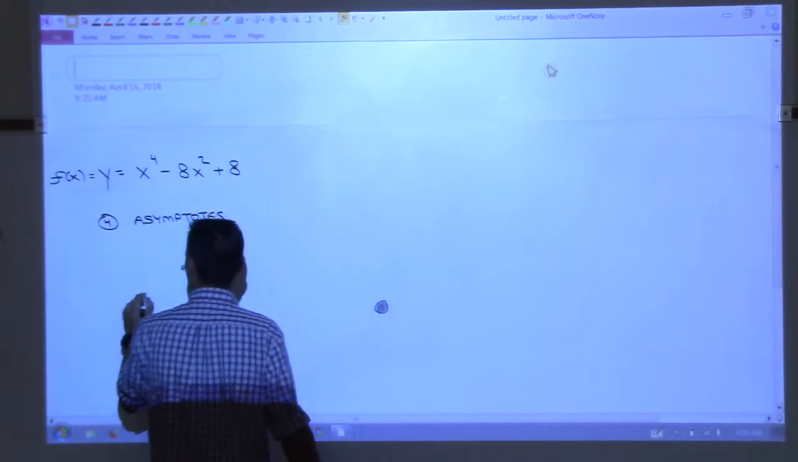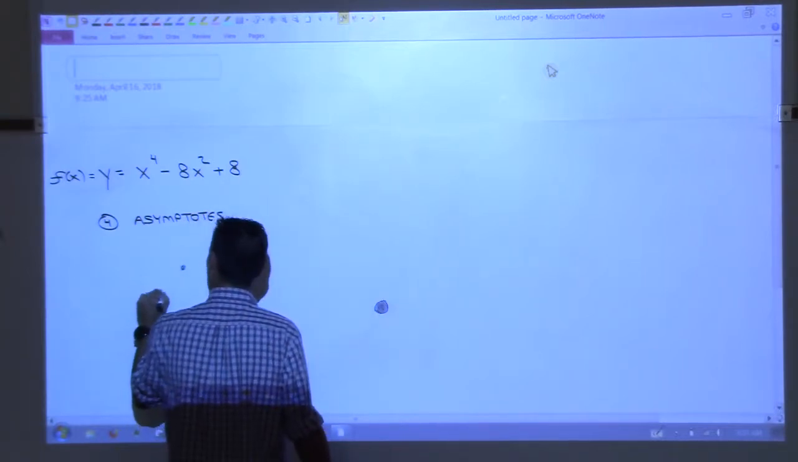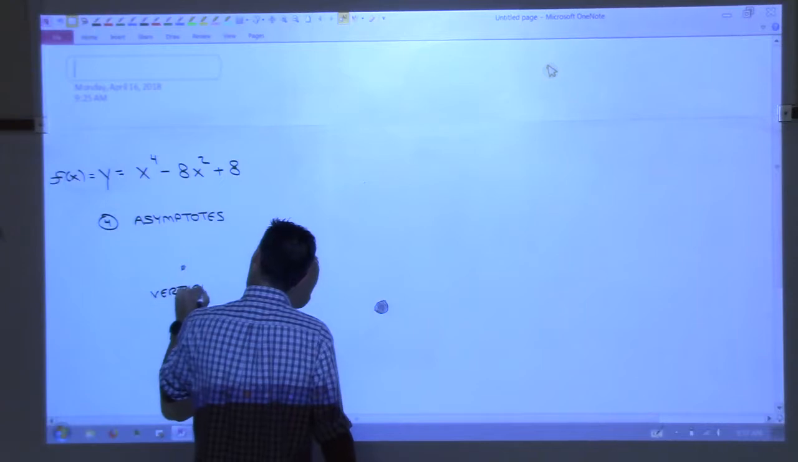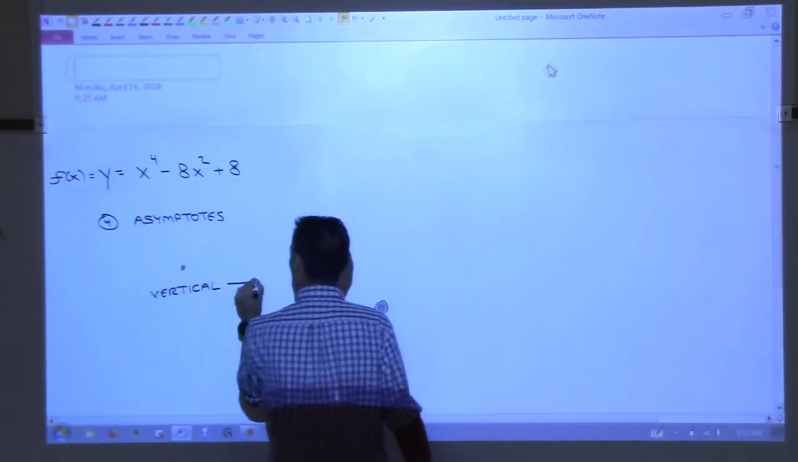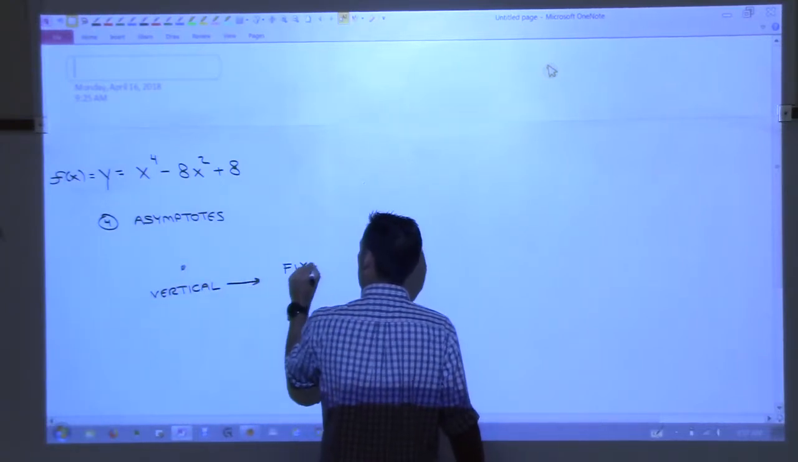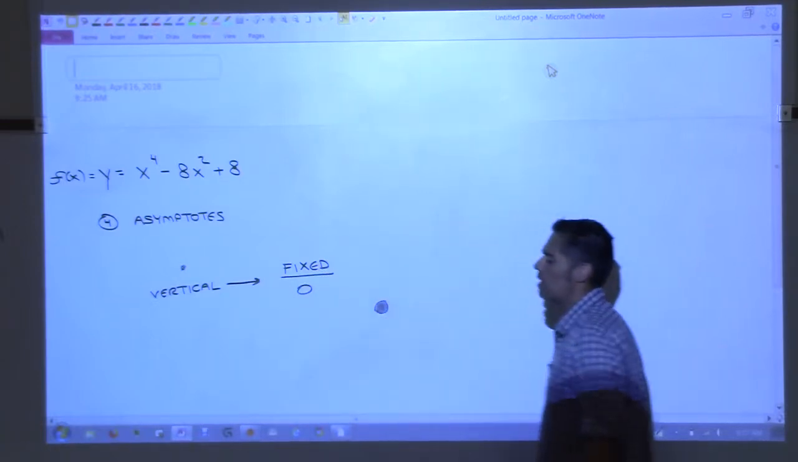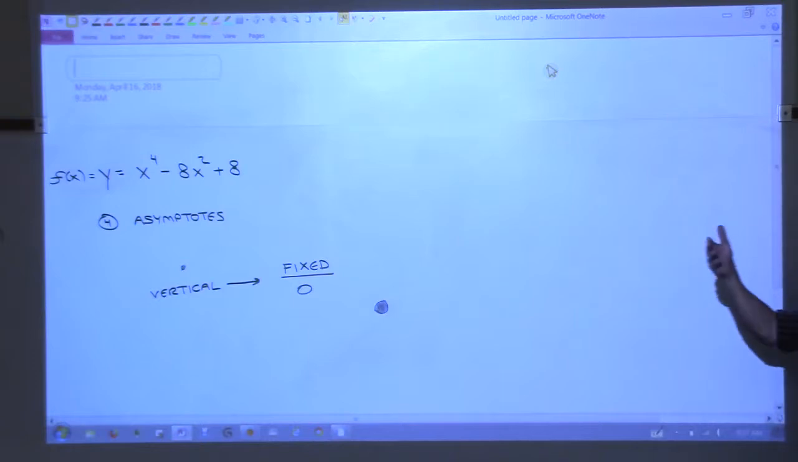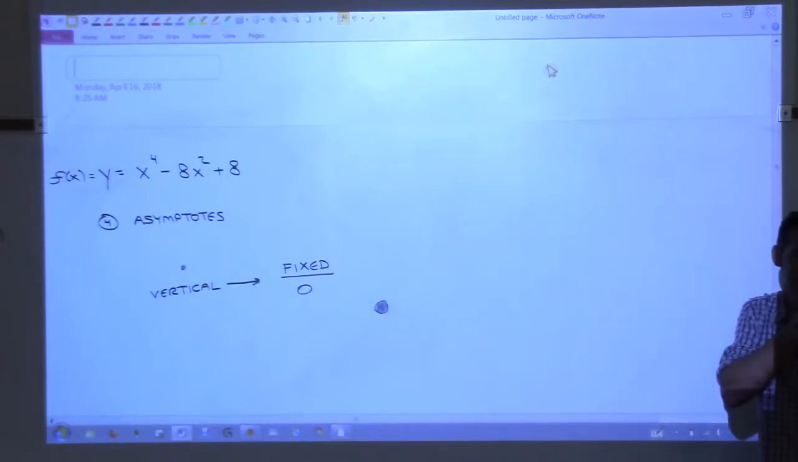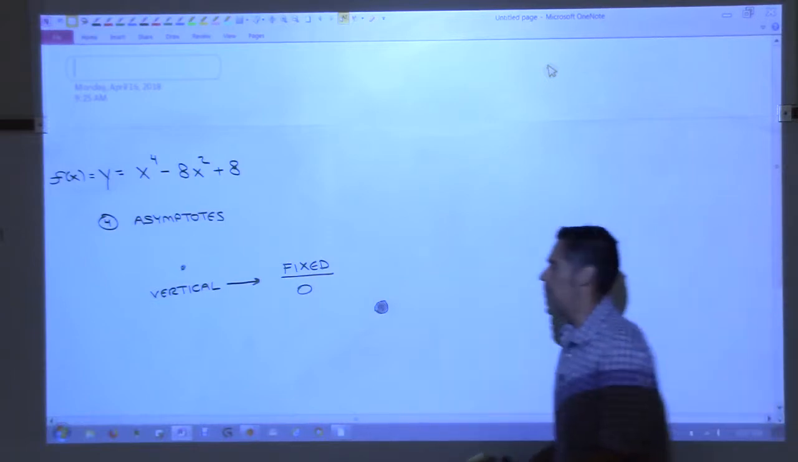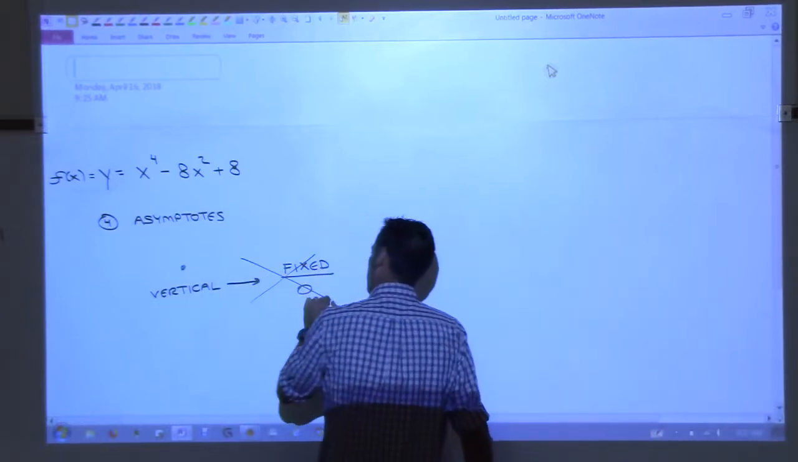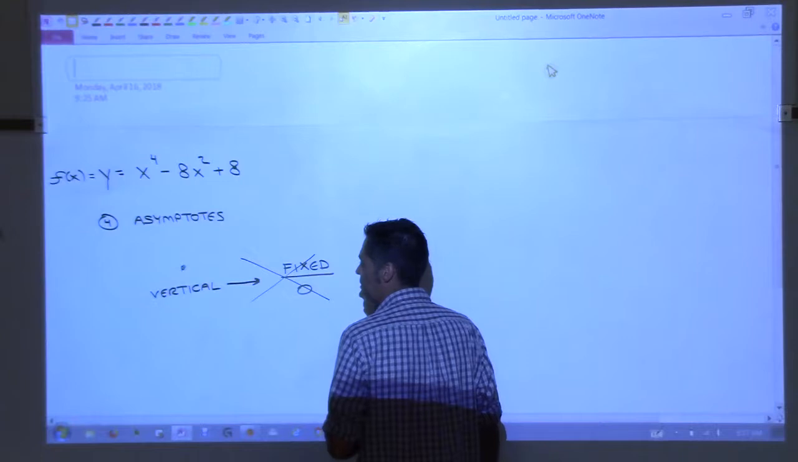All right, let's talk about vertical first. With vertical, what I'm trying to figure out is, do we ever have a number over 0? Like, is there any number I can plug in that's going to give me a number on top and then give me 0 on the bottom? Well, I don't even have a fraction, right? So this isn't going to happen. All right, so there's no vertical asymptotes.